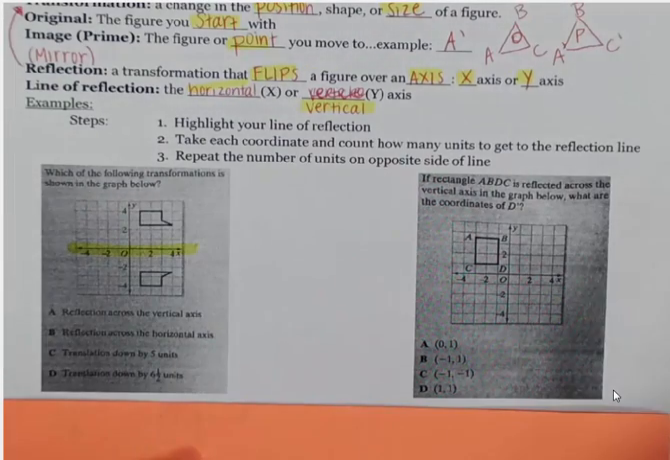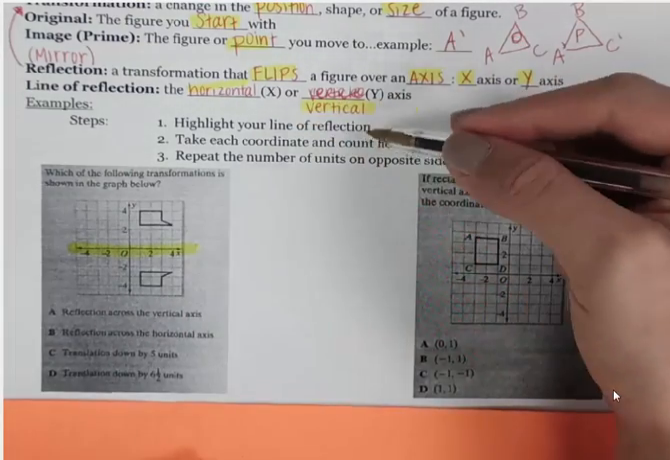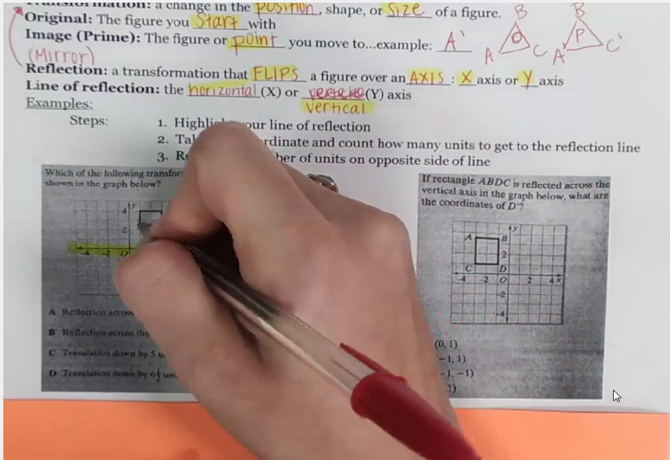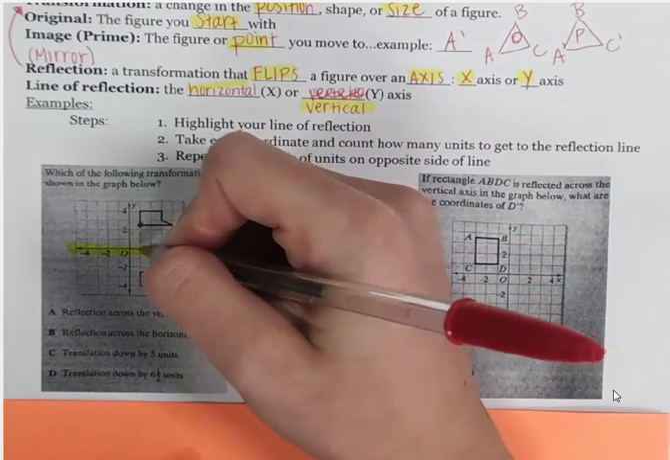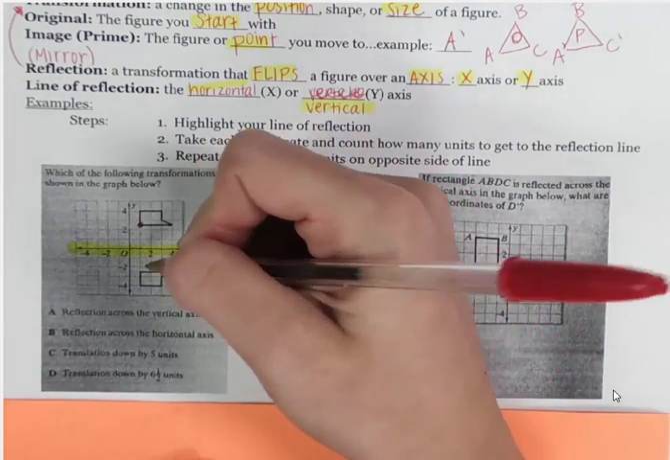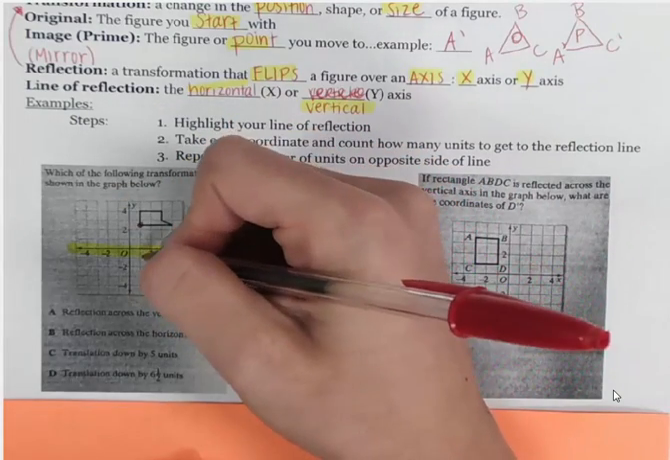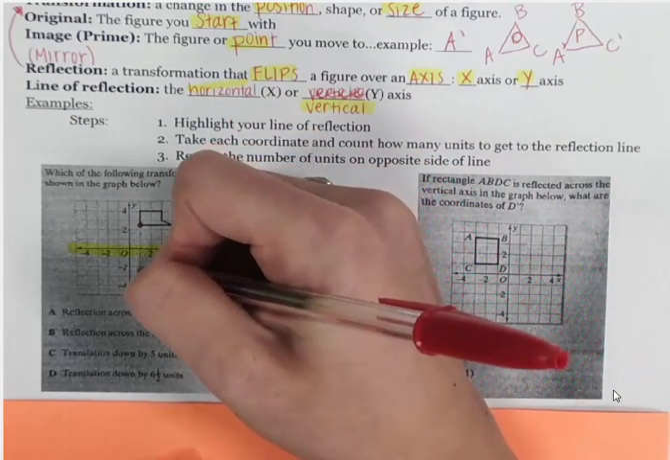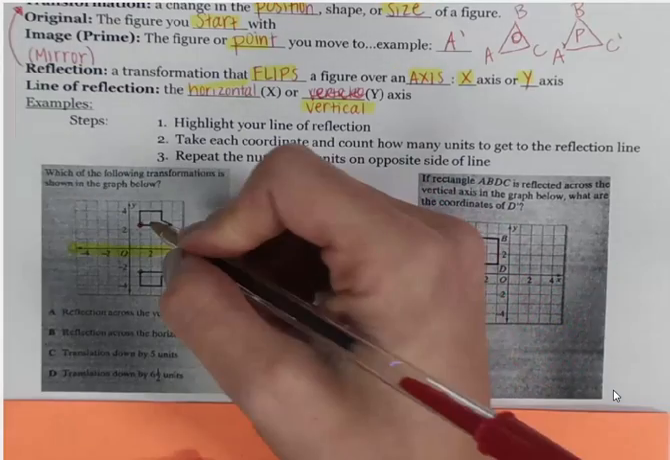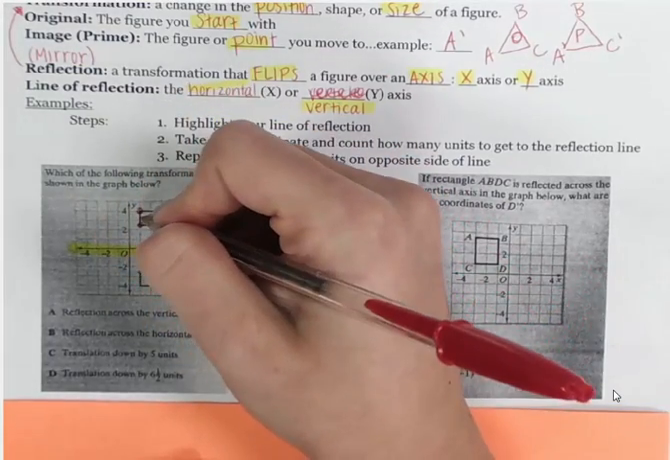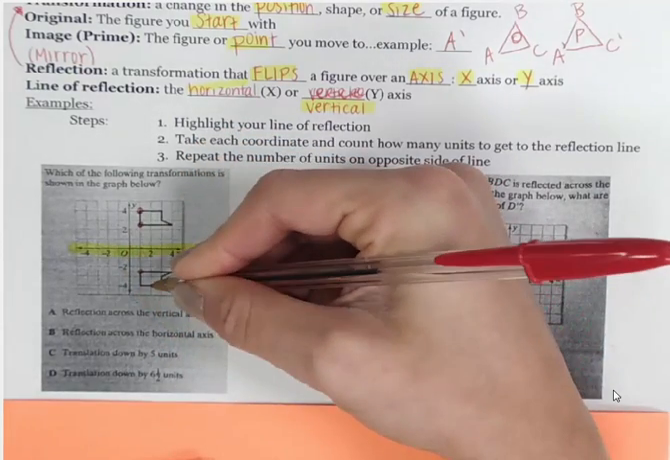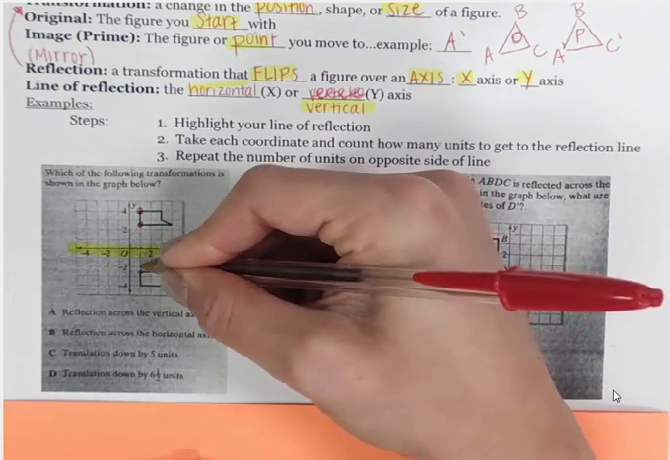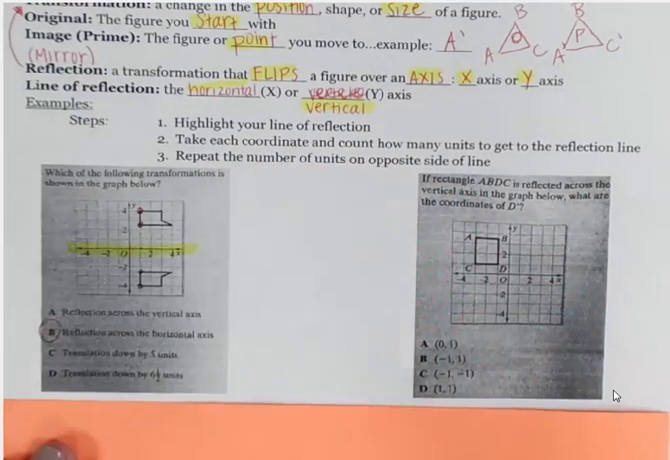Okay, so then it says, take each coordinate and count how many units to get to the reflection line. So I'm going to take this coordinate right here. I'm going to count that it went 1, 2.5. So when I go down, it should be how much away? It should be at my line of reflection. If I go 1, 2.5, it's at the same point. Now you should do it for all of them. So this point is going to go down 1, 2, 3, 4. So to get to this point down here, we should be able to go 1, 2, 3, 4, and we do get to that point. So we know it's a reflection across the horizontal axis.